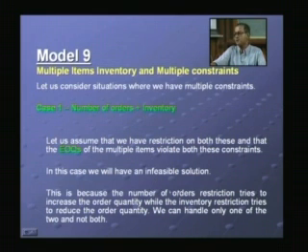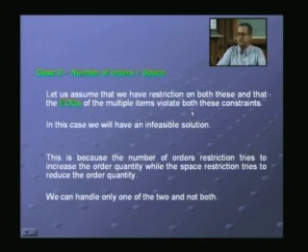This is because the number of orders restriction tries to increase the order quantity, while the inventory restriction tries to reduce the order quantity. At any point in time we can handle only one of them, and the economic order quantity is violating both, so we cannot have a feasible situation in case 1, when the EOQ violates both and there is a restriction on both. We will be able to satisfy only one of them.